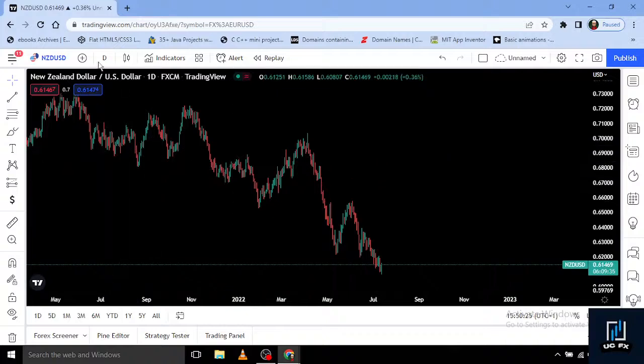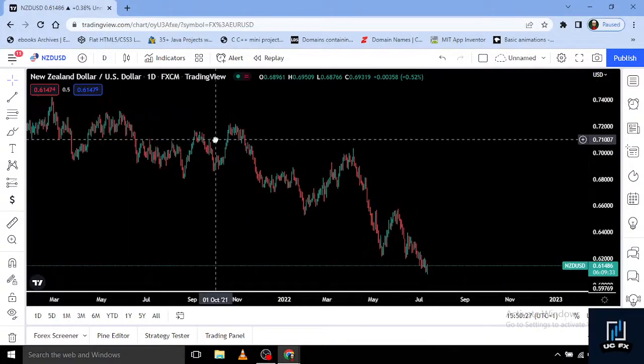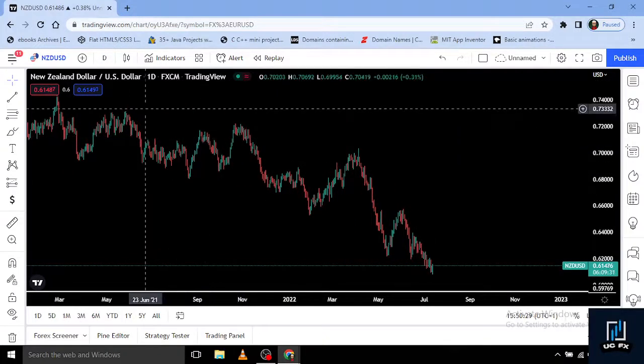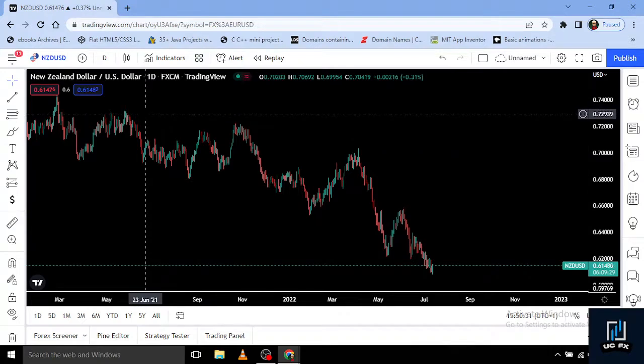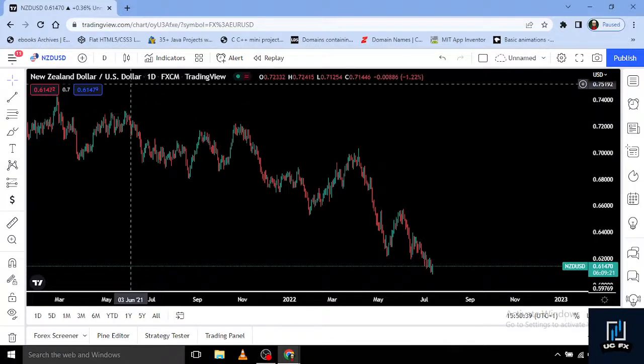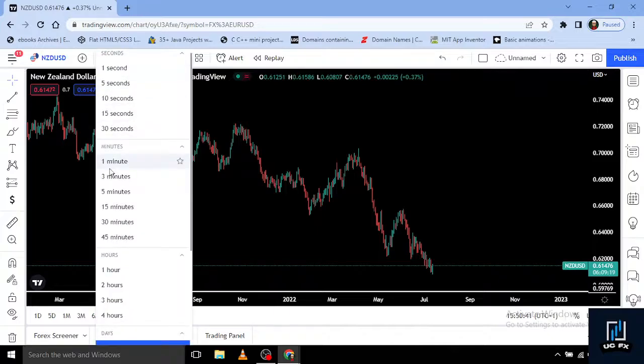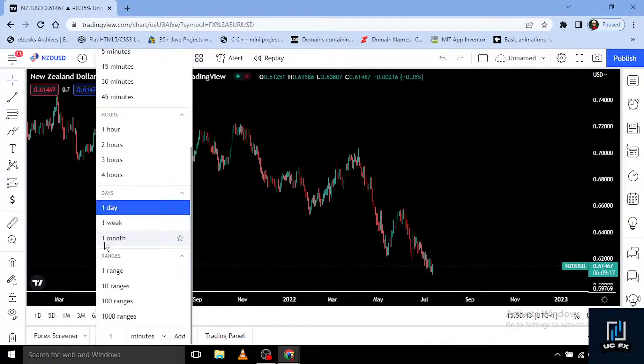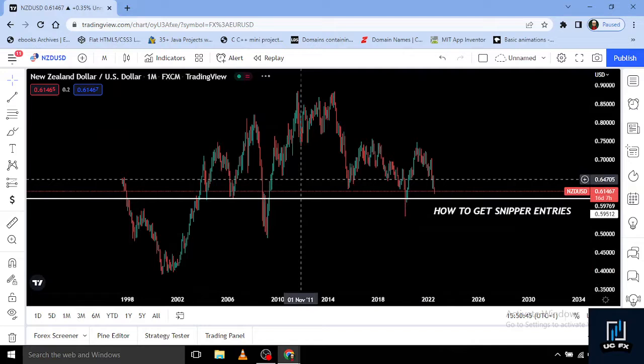So here we have on our screen the Kiwi dollar, NZDUSD. From the first rule, which is the market structure, we need to understand the market structure. We need to know where the market is actually heading. That's the first rule. So we go up to the monthly time frame to understand the market structure.